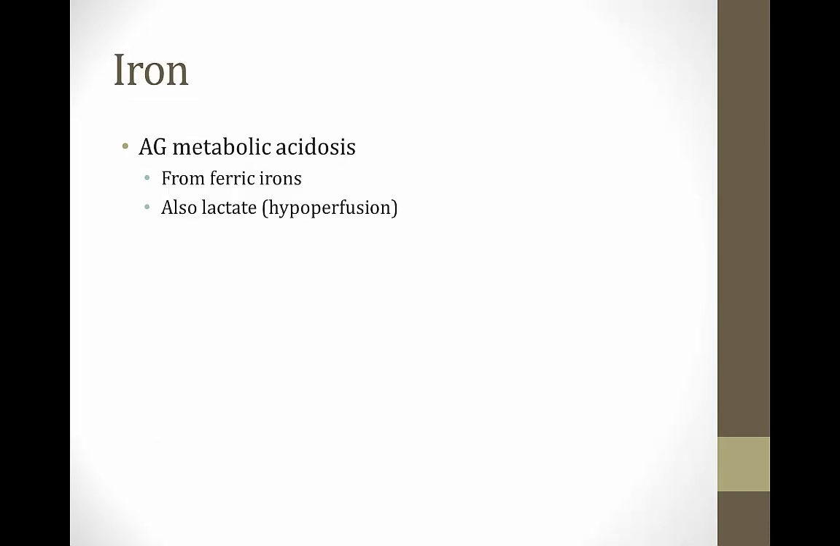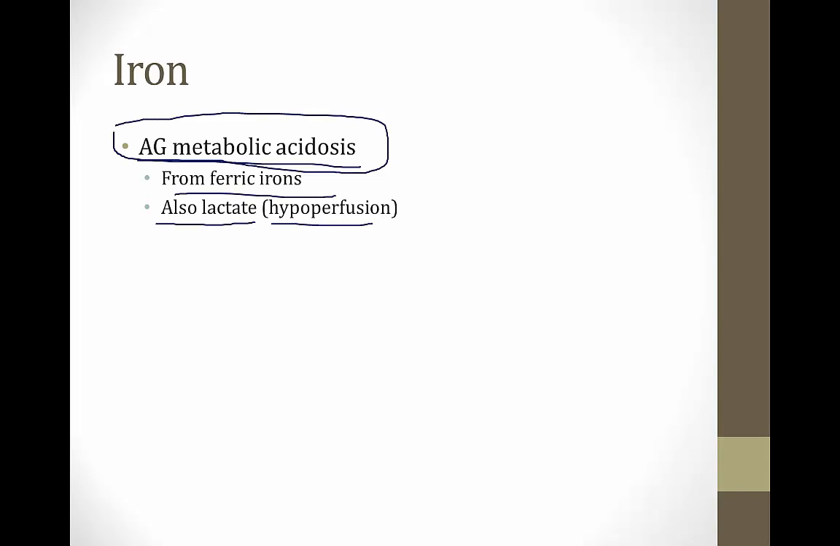So there's two reasons you get an anion-gap metabolic acidosis during that acute phase. First of all, there are ferric ions, which are unmeasured anions. And then also these patients often hypoperfuse their tissues, so then they can get a lactic acidosis. So both of these things can contribute to a high anion-gap metabolic acidosis.